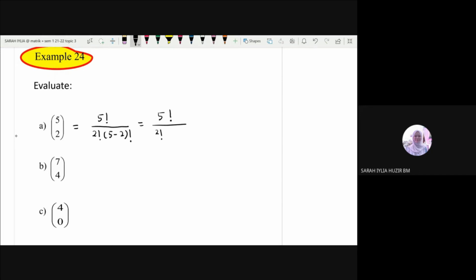2 factorial, 3 factorial. Jadi panjang kan? Kita boleh open nak jadi 5 times 4 times 3 factorial. So this one can be cancelled out. 20 divided by 2 dapatlah 10. Itu version calculation panjang dia. Tapi boleh juga awak terus tekan calculator.